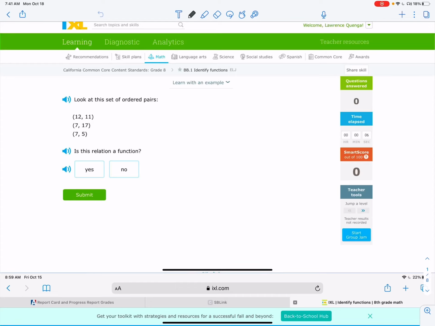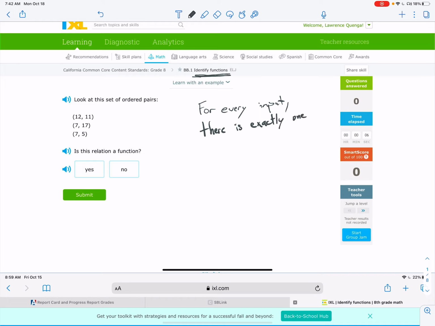All right, so today we're going to be talking about identifying functions. What is a function and what is not a function? So the first thing that we need to remember is that for every input, there is exactly one output.